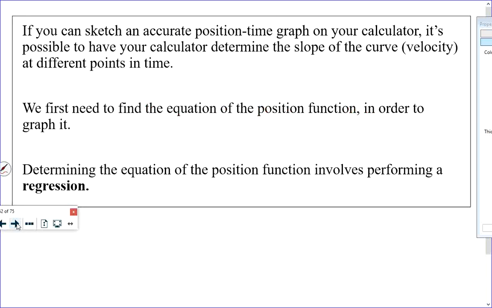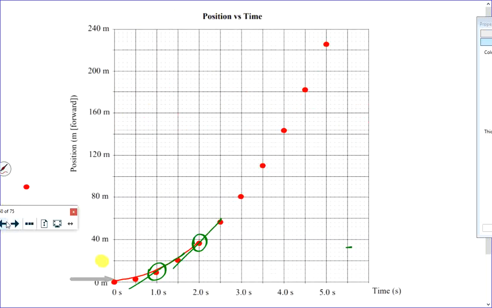So, there is a way for us to get the graph on the calculator, and I'm going to walk you through this, and use the calculator to find the velocity at different points in time. So remember over here where I drew these green lines? There's a way for you to use your calculator to plot this graph on the calculator and ask the calculator, what's the velocity at 1 second? What's the velocity at 2 seconds? What's the velocity at 3? And this is what we're going to do.